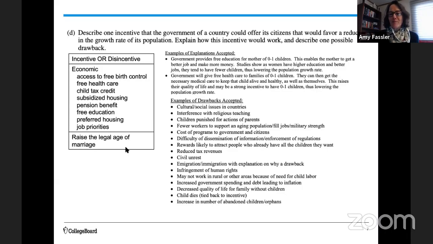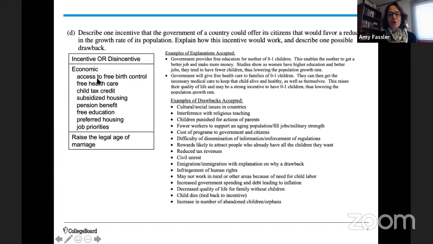How the government would implement that, and one possible drawback of that solution. So most of you probably went with an incentive or disincentive, an economic incentive or disincentive that the government could offer. For example, the government could offer free access to birth control to limit the size of your family, or the disincentive would be the reverse of that, take away access to birth control for families that had larger families than what the government would have liked them to have.